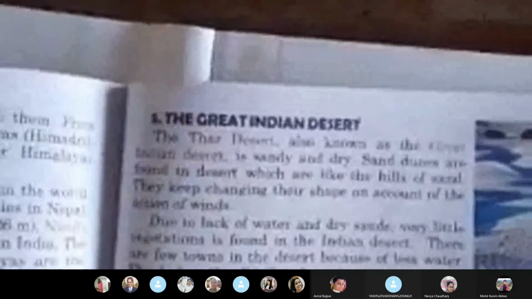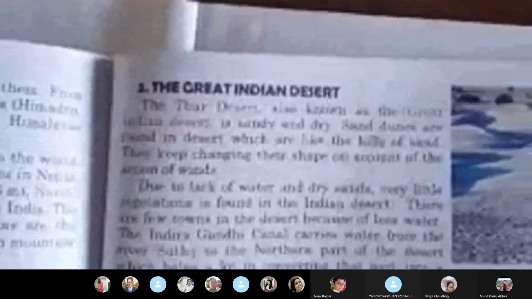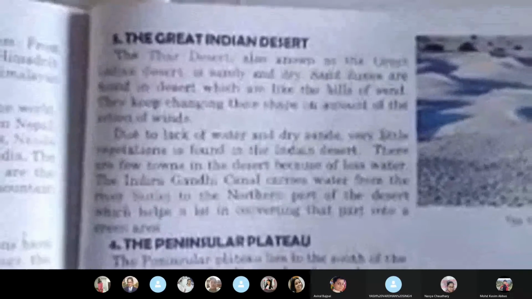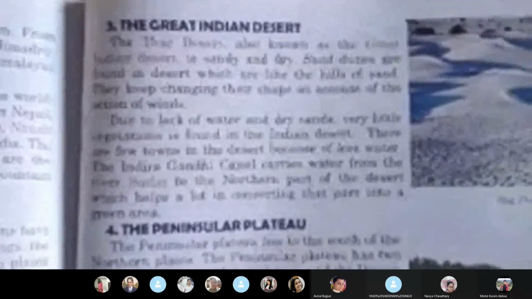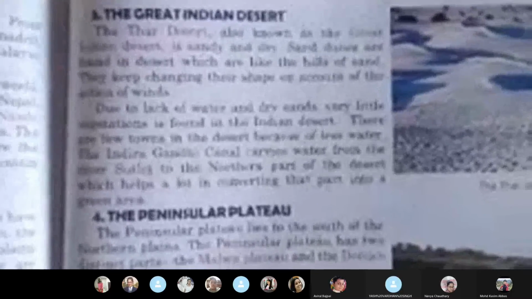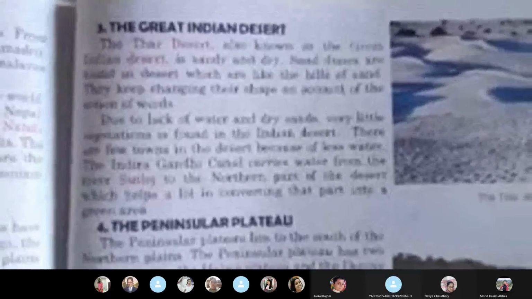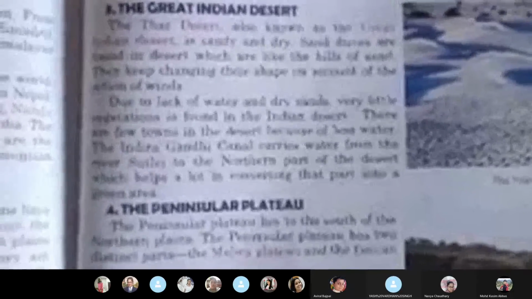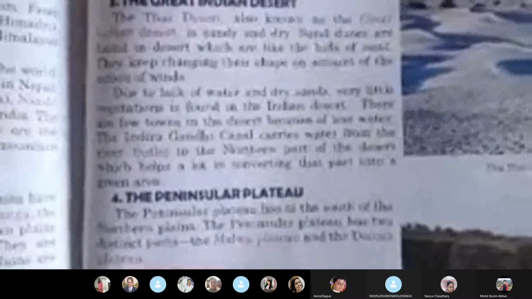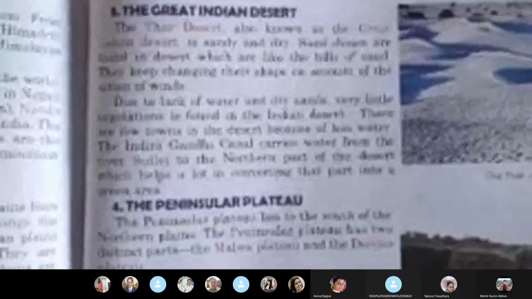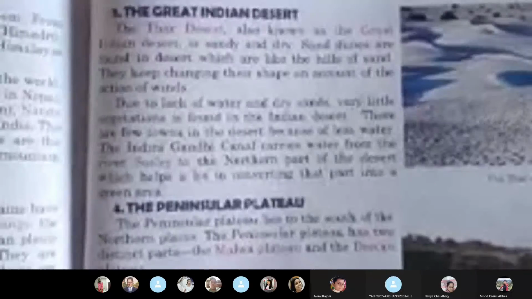The Great Indian Desert. The Thar Desert, also known as the Great Indian Desert, is sandy and dry. Sand dunes are found in desert, which are like the hills of sand. They keep changing their shape on account of the action of winds. Due to lack of water and dry sands, very little vegetation is found in the Indian desert. There are few towns in the desert because of less water.